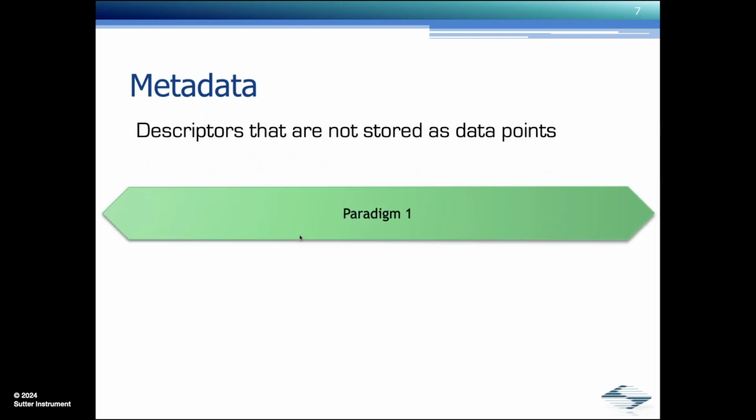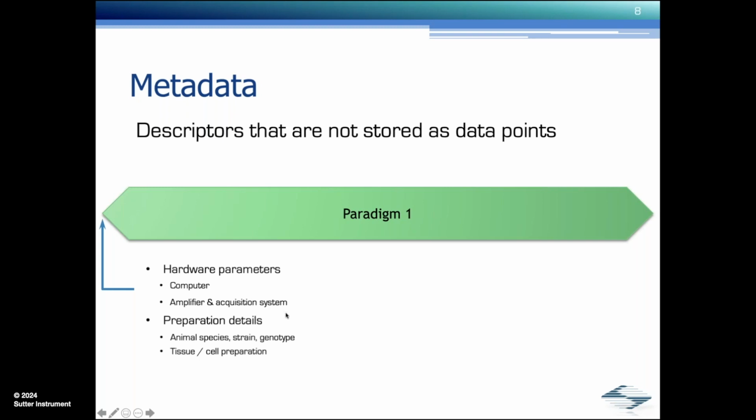Metadata are stored either at the beginning of the paradigm, that could be hardware parameters, the computer, for example, what operating system am I running, what amplifier, what data acquisition am I running. It could be preparation details, what's the animal species, what genotype, or how was my sample prepared. And it could also be experiment descriptors like the test compound. Usually one experiment, one recording is one compound of interest that we're looking at.